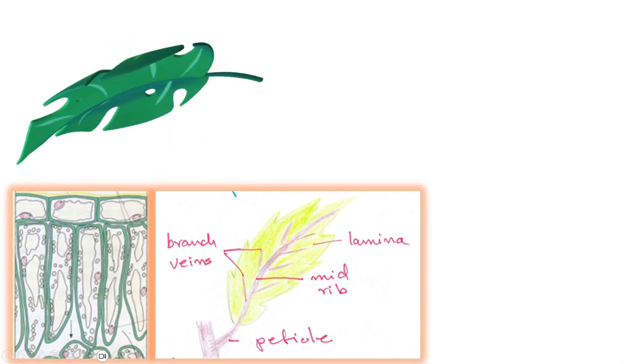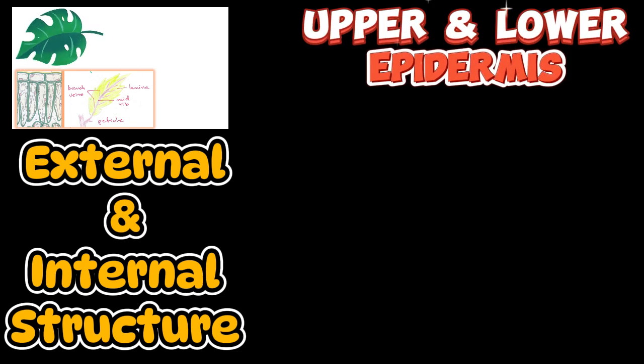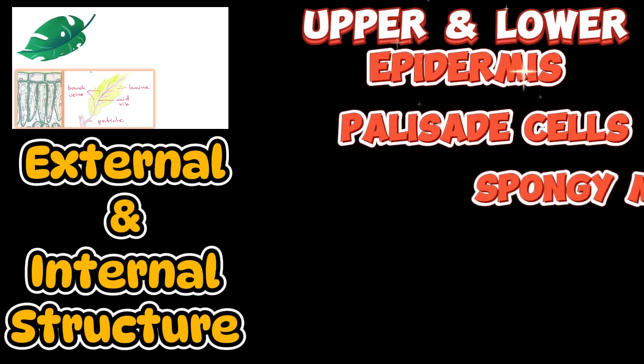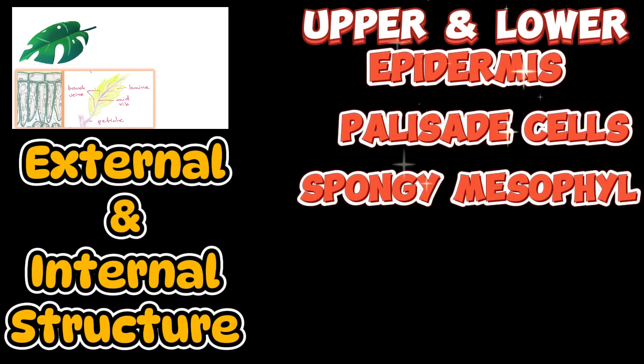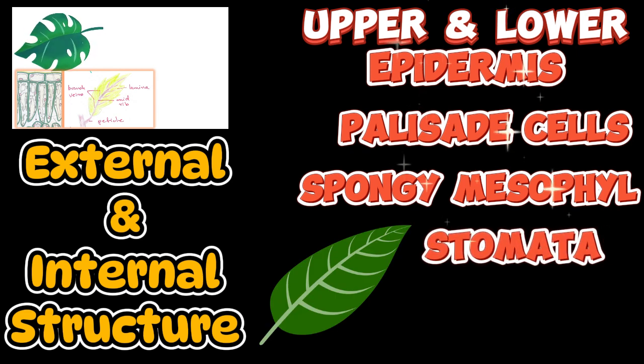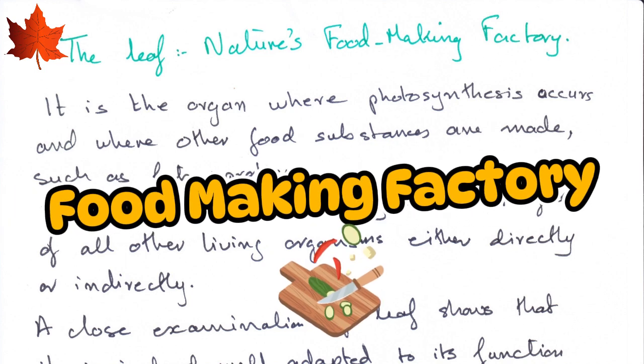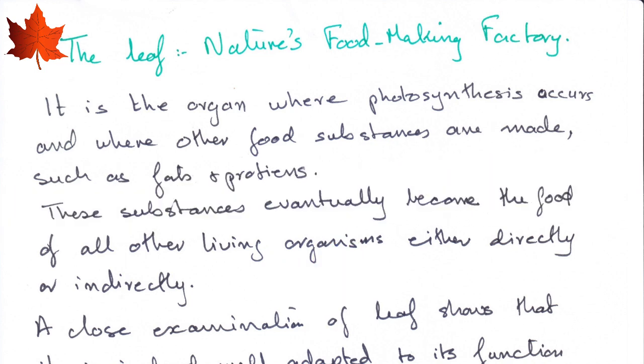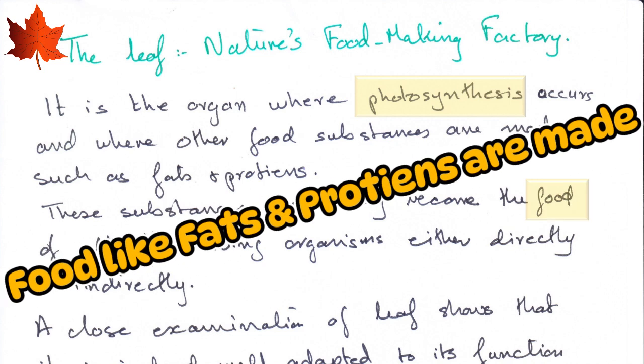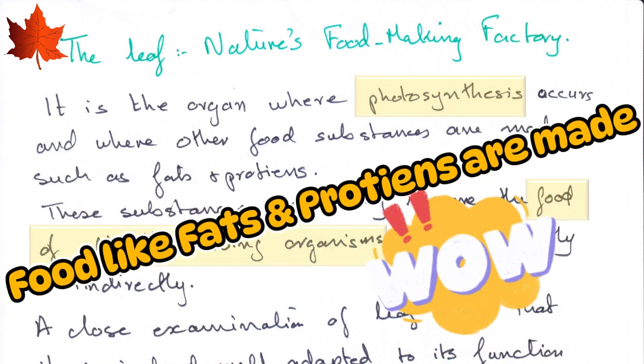In this lecture, I am going to tell you about the external and internal structure of leaf, its upper epidermis, lower epidermis, palisade cells, and spongy mesophyll cells, and also stomata, guard cells. The leaf is nature's food making factory. It is the organ where photosynthesis occurs and where other food substances are made, such as fats and proteins.